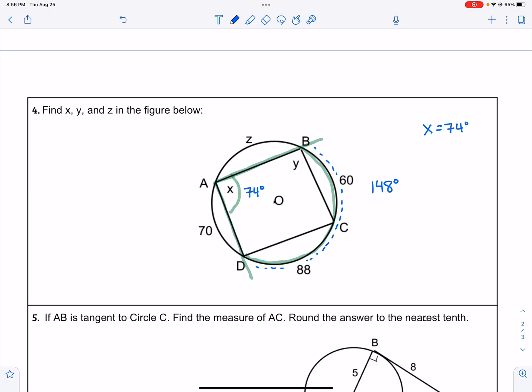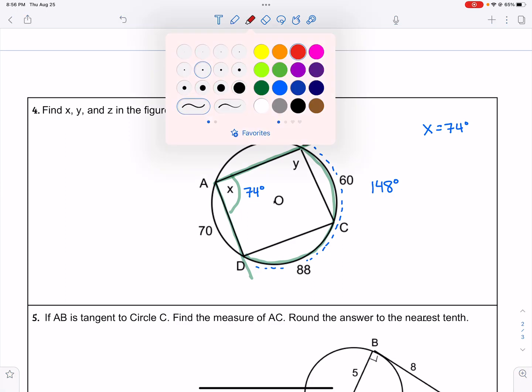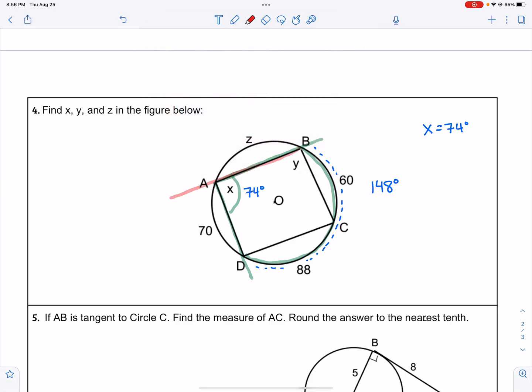All right, then I see Y is also an inscribed angle. So let's see if we can figure it out using what we know about those. So Y would be half of the intercepted arc ADC, which we could figure out because they gave us those two, are 70 plus 88. So 70 plus 88 would be 158. And then Y would be half of 158. So that would be 79.